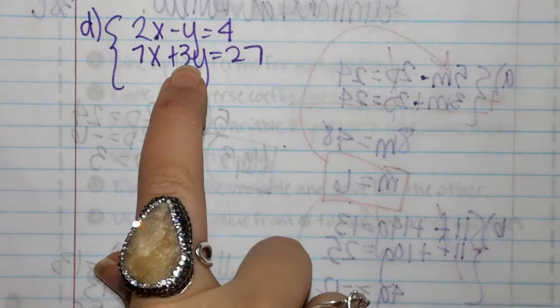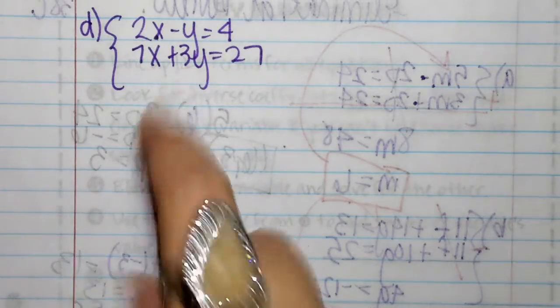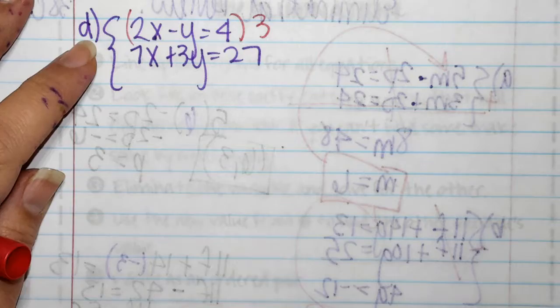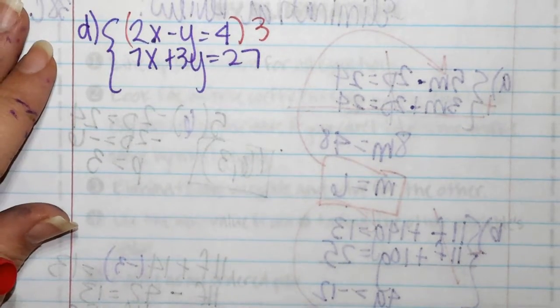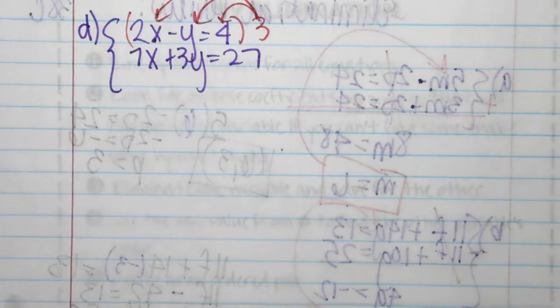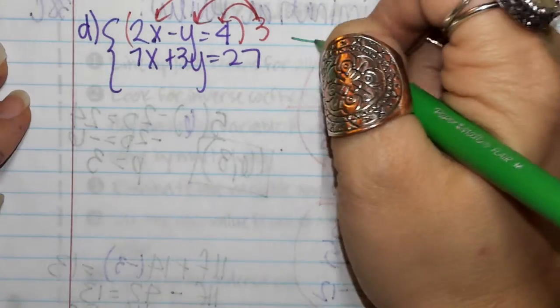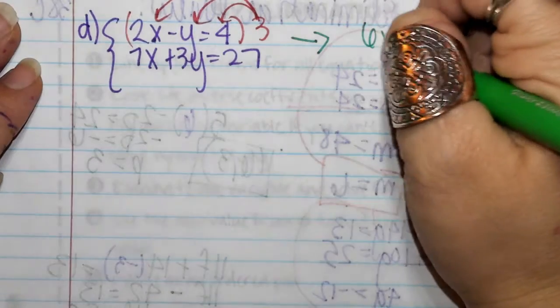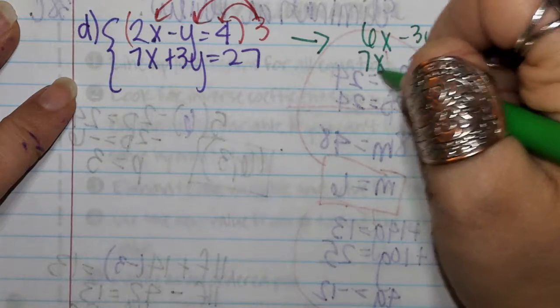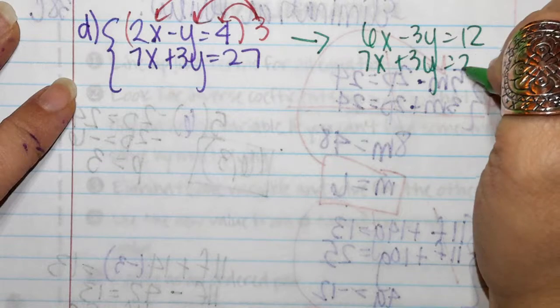So we take this number, whatever it is. It could be a potato, and we would multiply the top by potatoes. So we're going to multiply it by 3. And you multiply everything in there by 3. Everything, everything. And that gives us 6x minus 3y equals 12, and then 7x plus 3y equals 27.